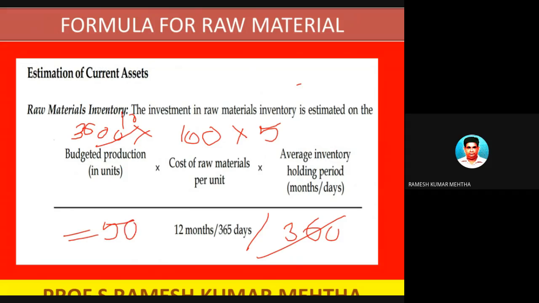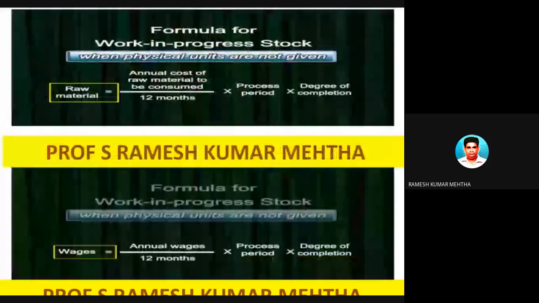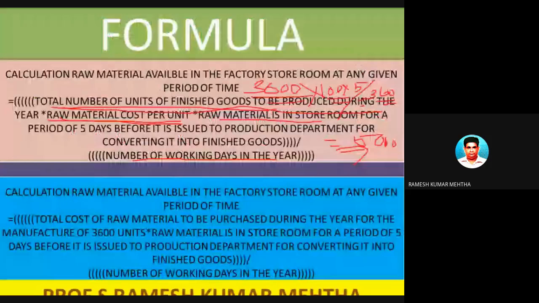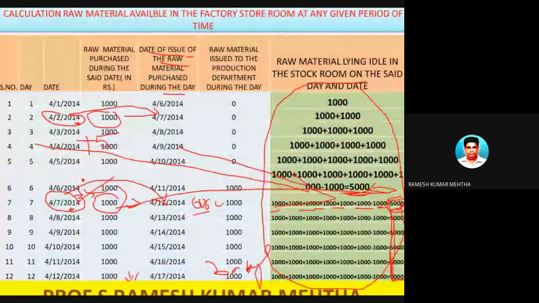So how did I arrive at this 5,000 rupees? I have shown you the pyramidal way of finding out the raw material which is stuck in the storeroom at any given period of time. Hope this is answered. Now the second formula.